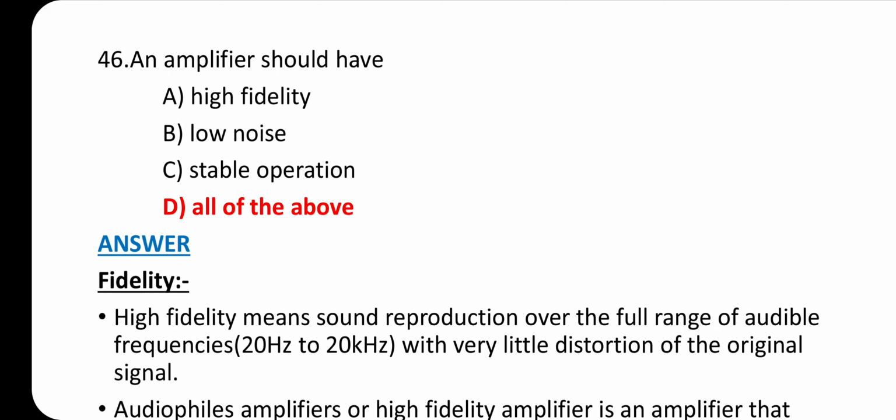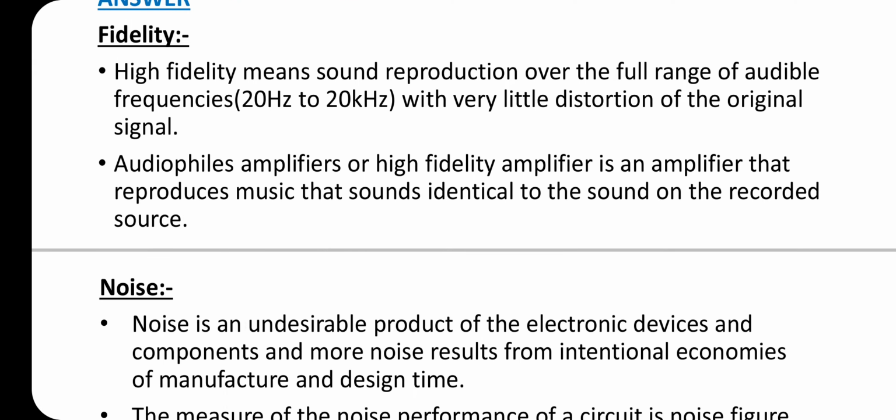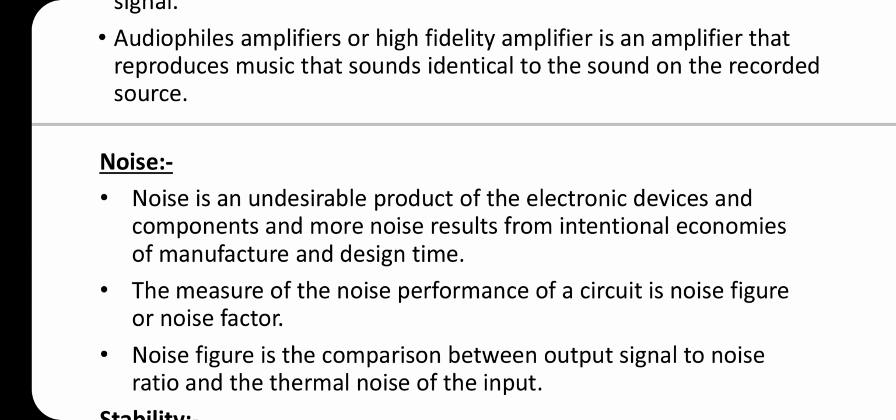Question number 46. An amplifier should have, answer option D, all of the above: high fidelity, low noise and stable operation. What is fidelity? High fidelity means sound reproduction over the full range of audible frequencies, that is 20 Hz to 20 kHz, with very little distortion of the original signal. An audiophile amplifier or high fidelity amplifier is an amplifier that reproduces music that sounds identical to the sound on the recorded source.